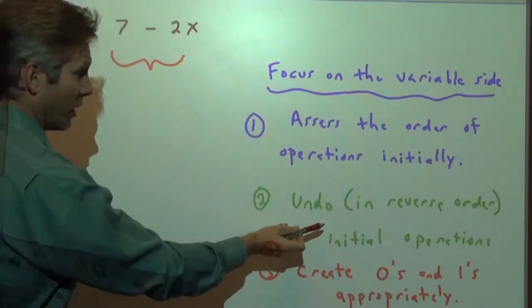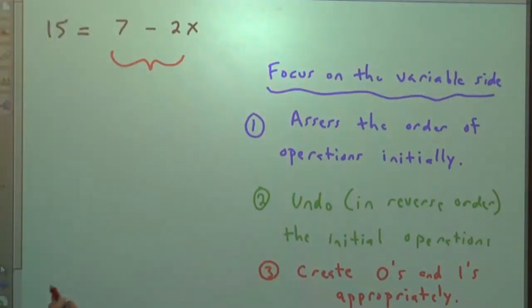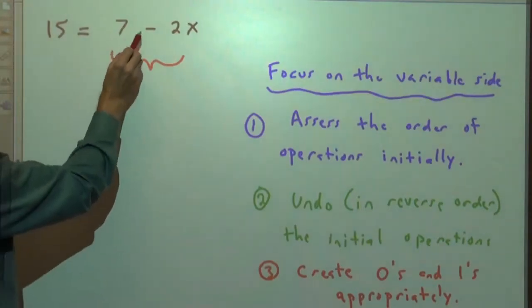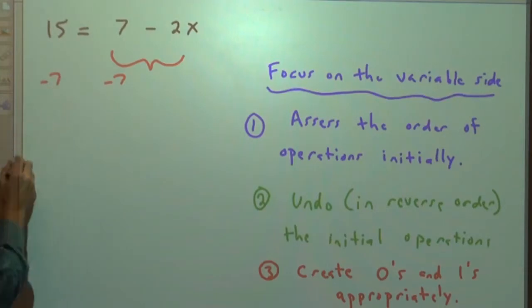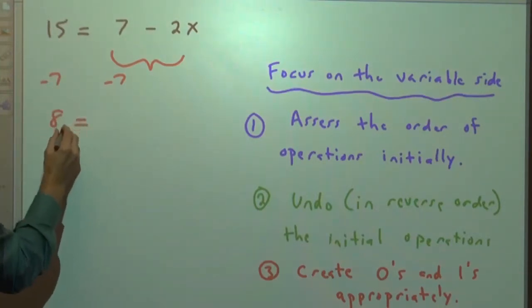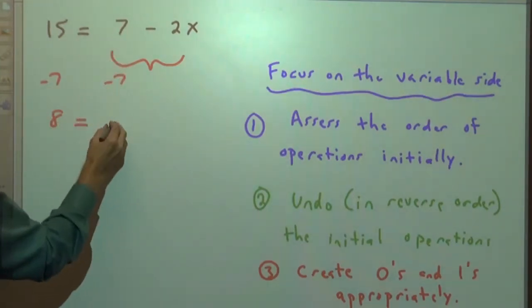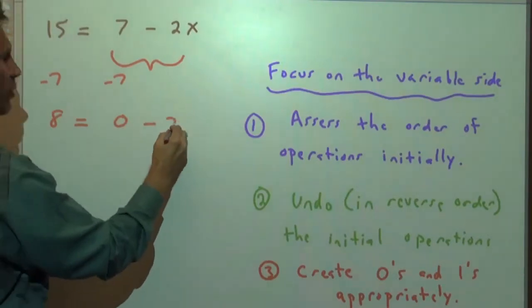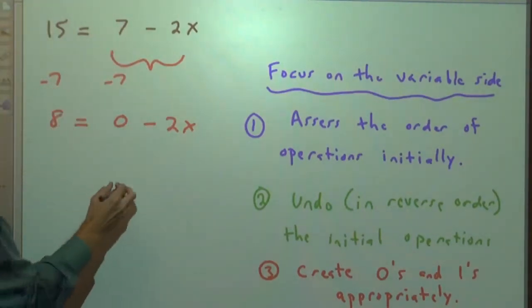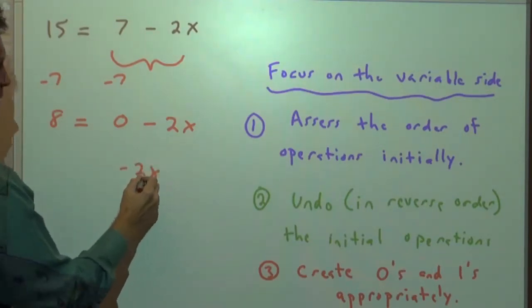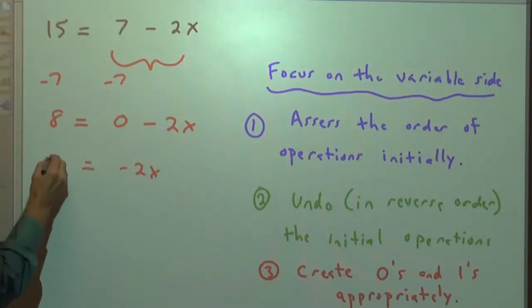So to solve, we said we undo, we go in reverse order of operations. We'll take care of the number that involved the subtraction first. We'll take away 7 from both sides. We got 8 was equal to, now this is key, 7 minus 7 is 0. 0 minus 2x is going to give us a negative 2x. That negative does not disappear. So this is equivalent to negative 2x is equal to 8.